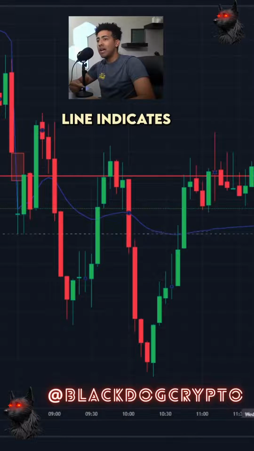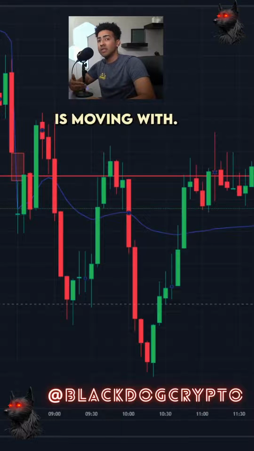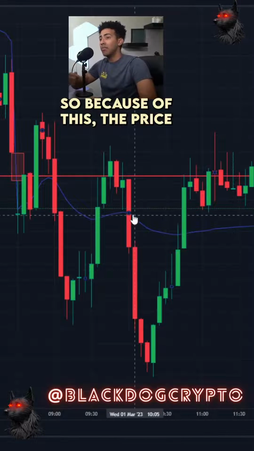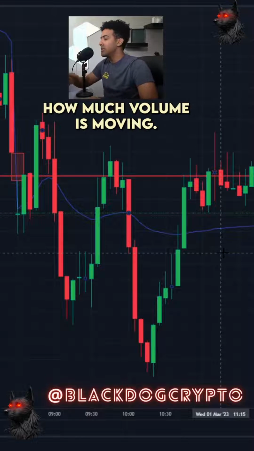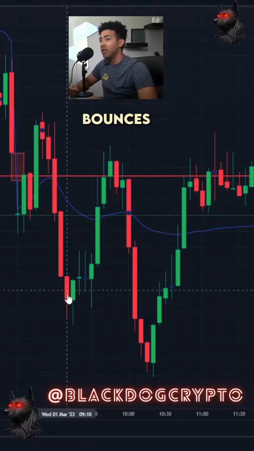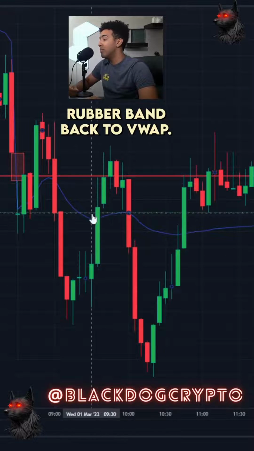So this VWAP line indicates the average price, but it also includes the amount of volume that the stock is moving with. Because of this, the price of the stock typically tends to stay around VWAP no matter how much volume is moving. So if the stock bounces really far below VWAP, chances are we're going to reverse back so that we can rubber band back to VWAP.